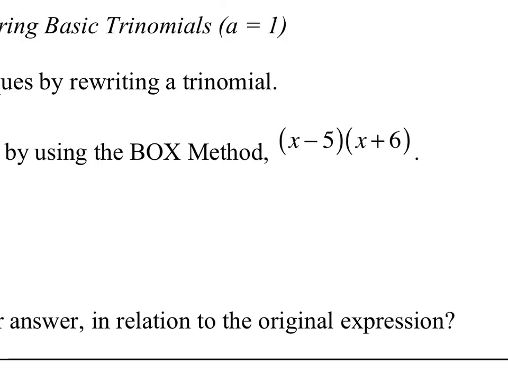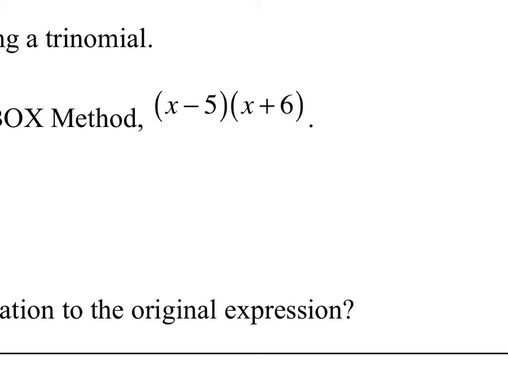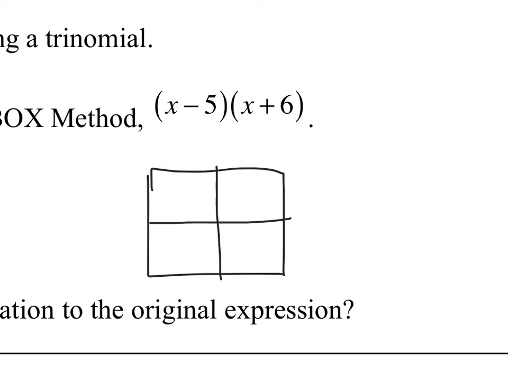If you can't remember what the box method is, I'm going to draw it out for you. I draw a box, and then I list my terms. So I have x minus 5, x plus 6, and then I multiply. Go ahead and do that right now. You should have gotten x times x is x squared, negative 5 times x is negative 5x, 6 times x is 6x, and 6 times negative 5 is negative 30.